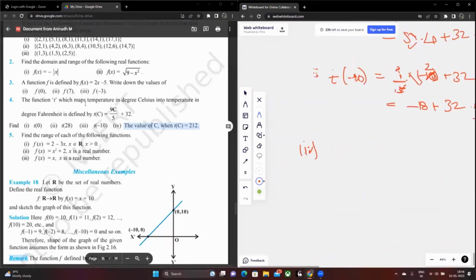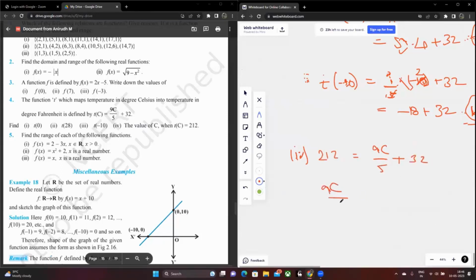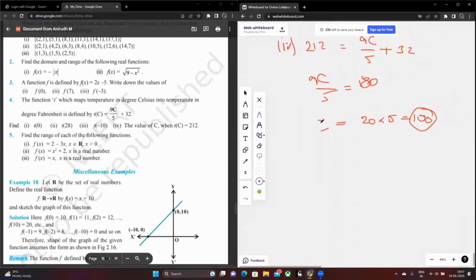But here this is a one-to-one function, so there's no need for all that. You can just directly go ahead. You can substitute 212 in place of T of C and then find out C, right? So you have 212 equals 9C by 5 plus 32, which means that 9C by 5 equals 180, which means that C is equal to 20 into 5, that is 100, right? So the value of C is 100. I don't have any other value because the equation yields only one. That finishes question number 4, and then coming to question number 5.